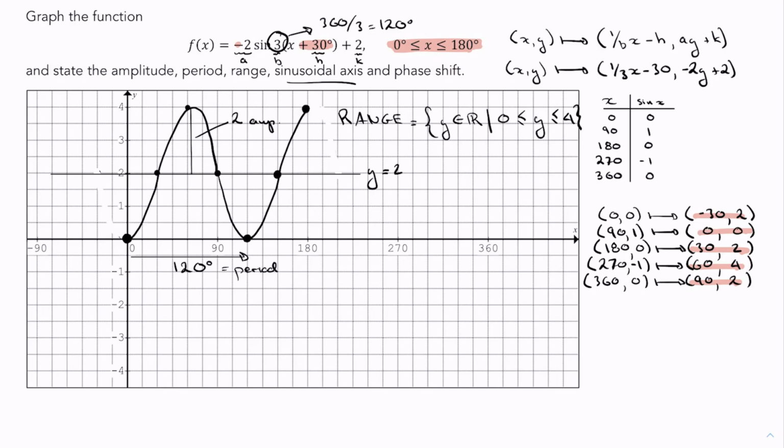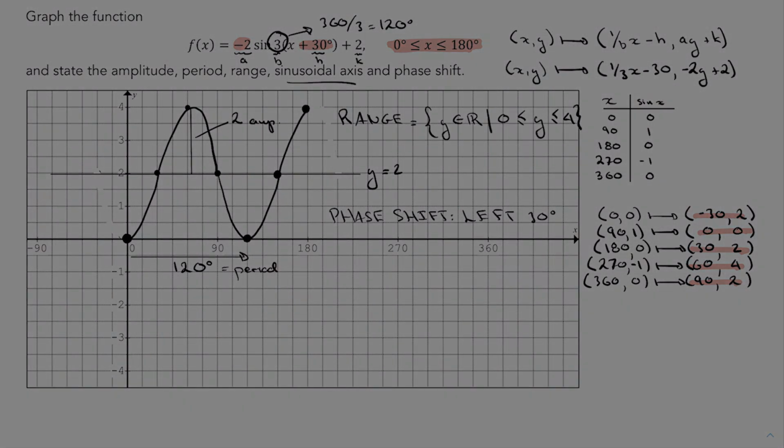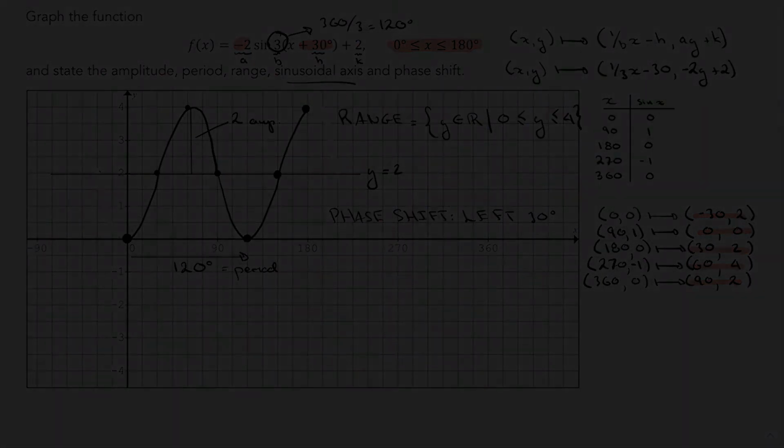So phase shift is left 30 degrees. And again, that's not so clear here, because there is that reflection, it's not crystal clear, but we do know that if it's a plus 30, we are moving left. Okay, so there is graphing a sinusoidal function with a whole bunch of properties in it, and you should practice some more.